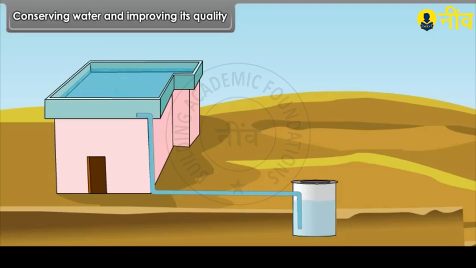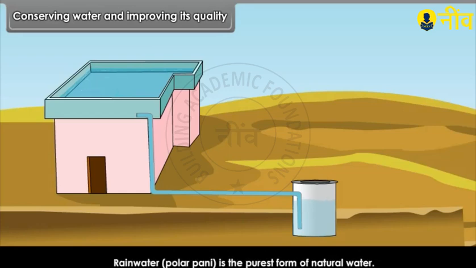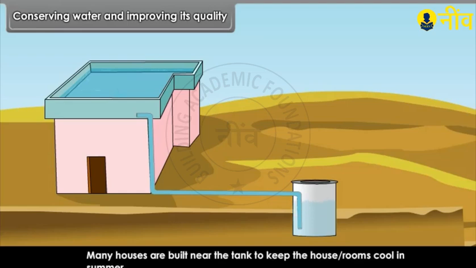Do you know? Rainwater can be stored in the tank for 3 to 5 years, making it a regular source of drinking water. Rainwater, paalar pani, is the purest form of natural water. It is often used to cure ailments of sick people. Many houses are built near the tank to keep the house or rooms cool in summer.